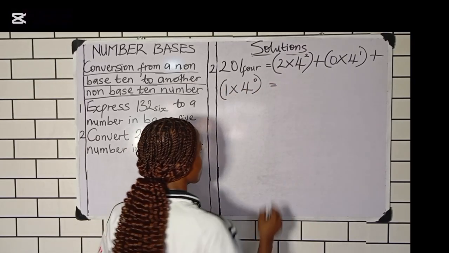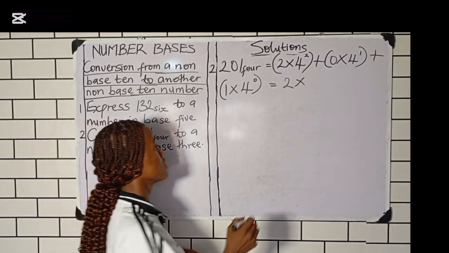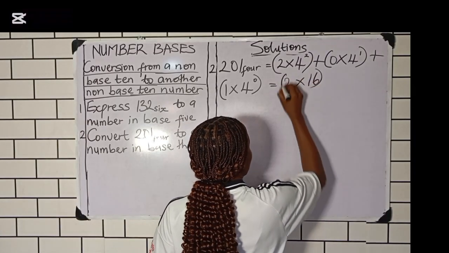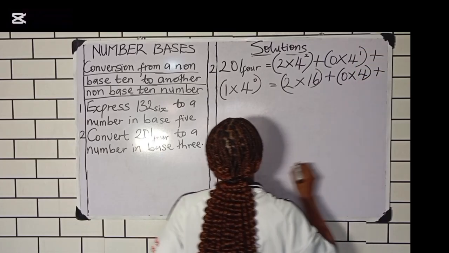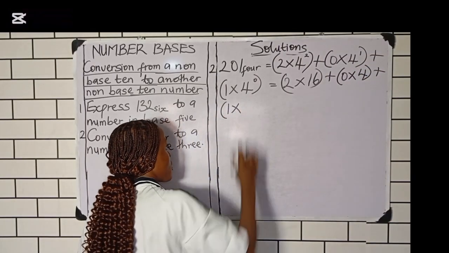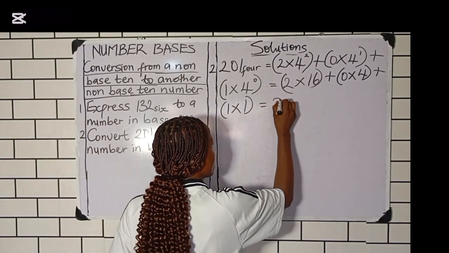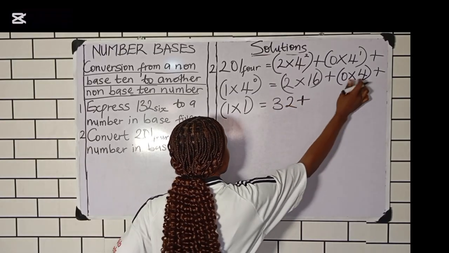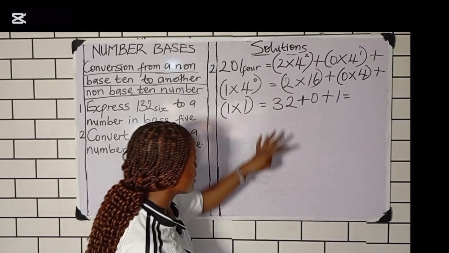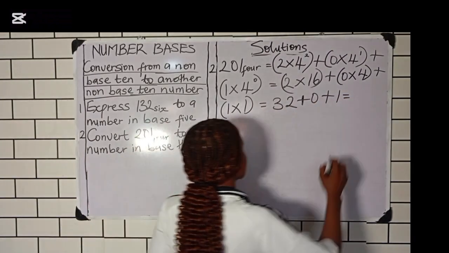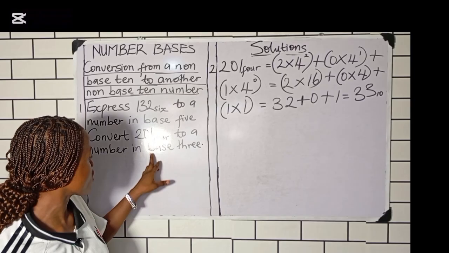This will give us 2 times 4 raised to power 2, which is the same thing as 4 times 4, which will give us 16. Therefore, you have your 16 plus bracket 0 times 4 raised to power 1, which is the same thing as 4, plus bracket 1 times 4 raised to power 0, which is 1. Have your 1. This will give us 2 times 16, which is 32, plus 0 times 4, which is 0, plus 1 times 1, which is 1. That equals 32 plus 0 plus 1, which gives us 33 in base 10, not base 3. They ask us to convert it to base 3.